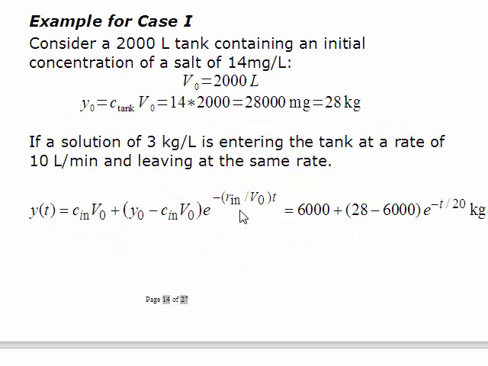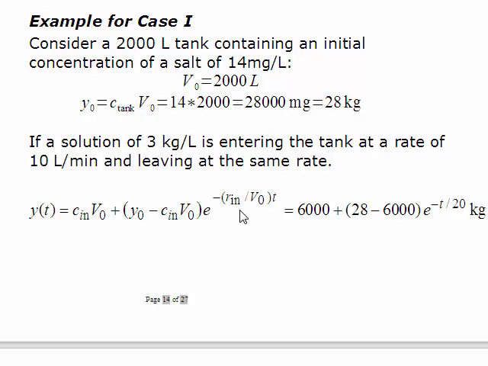So now that we solved in general, we can do a specific case and evaluate some of the numbers. Let's say we start out with a tank that contains 2,000 liters and it's full. And it has an initial concentration of 14 milligrams per liter in those 2,000 liters, giving an initial amount in the tank of 28 kilograms. Now solution is going to be added at the rate of 3 kilograms per liter, and the rate is going to be 10 liters per minute entering and leaving, so that Rn and Rout are the same. That's why this is a constant volume problem.